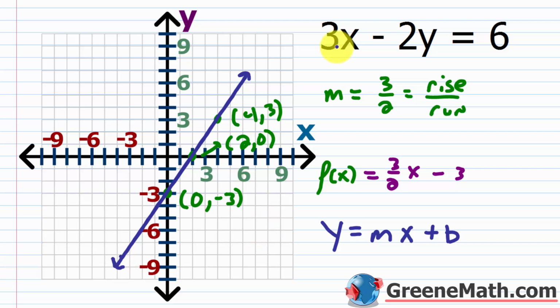If you want to label it, you can use 3x minus 2y equals 6, or you can use y equals 3/2 x minus 3, or you can use f of x equals 3/2 x minus 3. It doesn't really matter. You're just labeling it and saying, hey, this equation or this function goes with this line. So I'll just say f of x is equal to 3/2 x and then minus 3, and we'll be done.